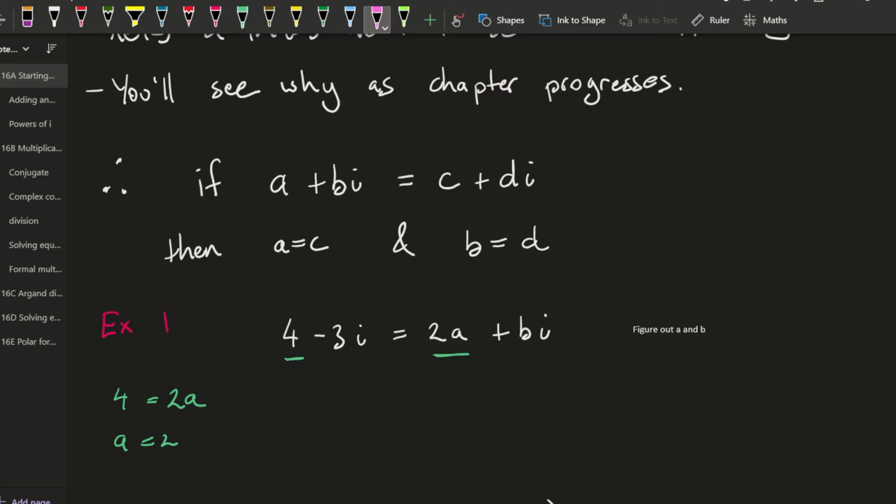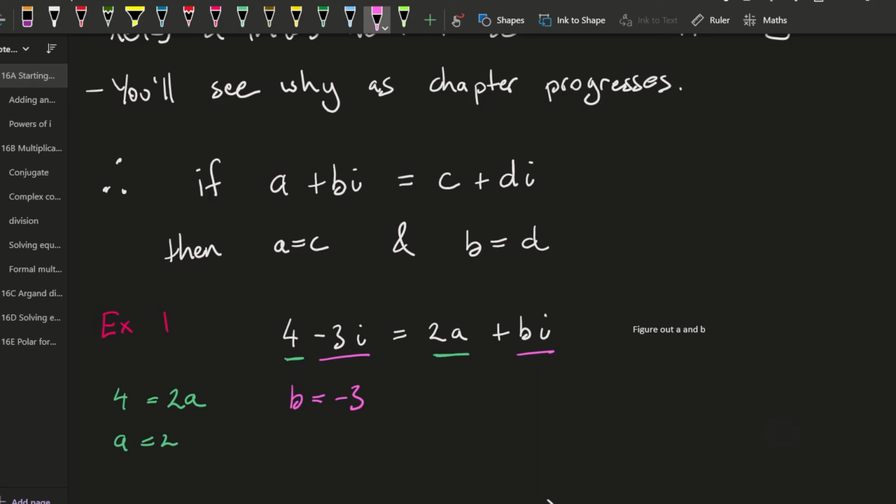And we also have over here, let me change colors, the imaginary components. So bi is equal to minus 3i. That means that b is equal to minus 3, and there are no steps I need to do there. We know that a is equal to 2 and b is equal to minus 3. It's not too challenging, is it?